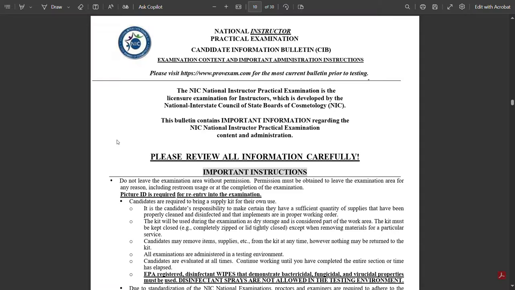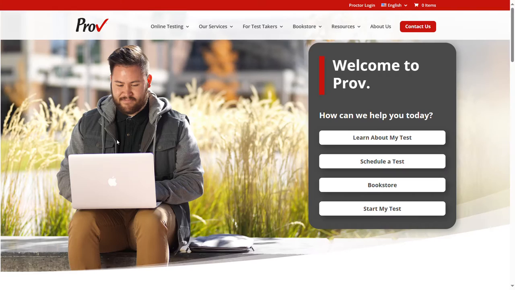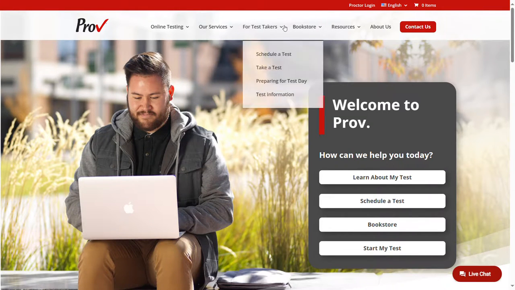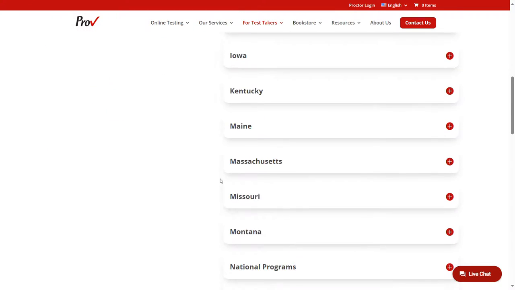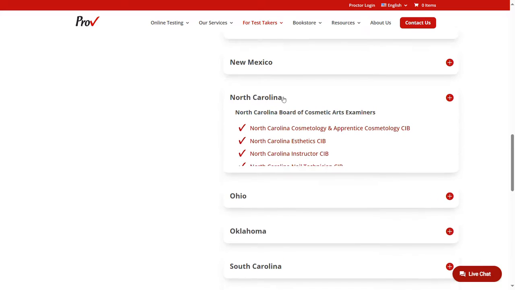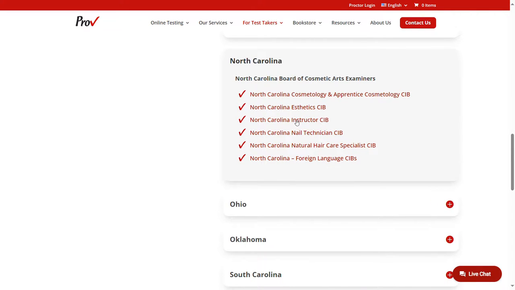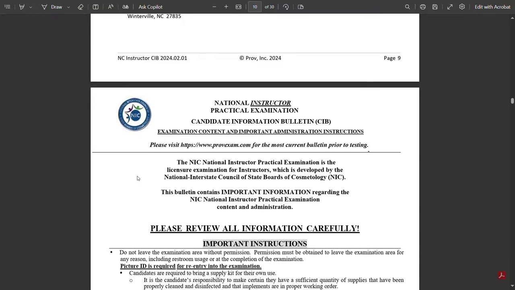Our state, for example, uses ProvExam as the administrator. So I would go to ProvExam.com. I would go to For Test Takers. Your state may use PSI or DLRoop. It's just going to look a little bit different, but the information, once you pull up that document, is going to look the same. I'm going to scroll down to my state, and I'm going to click on Instructor CIB, and that pulls up that document.